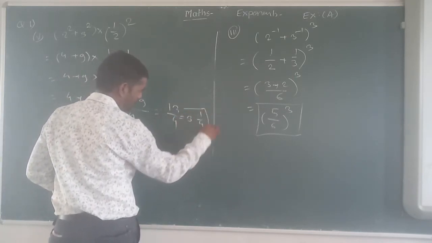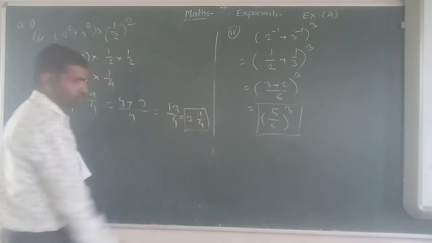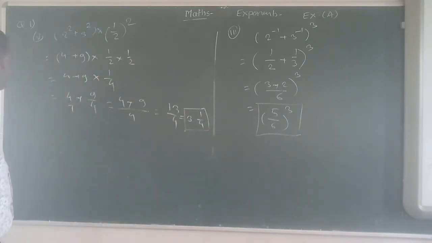3 integer 1 upon 4. This is your final answer. Got it now? 3 integer 1 upon 4. If we have done so, after that we will see the seventh one.